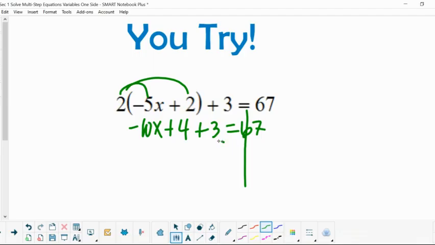Like terms. Heaton, did you find some like terms? Yes, 4 and 3. Numbers can always be put together. It's a positive 4, a positive 3. That gives us how much? 7. Okay. Let's keep going.